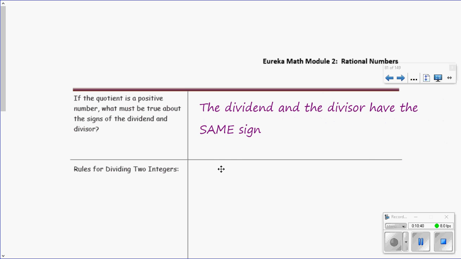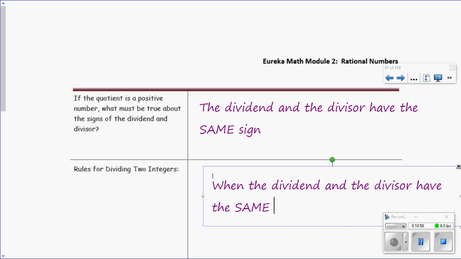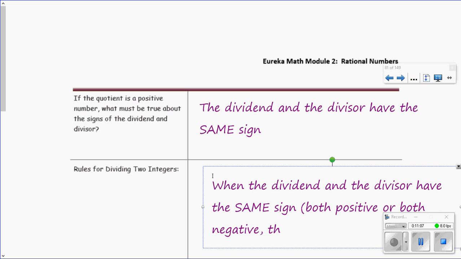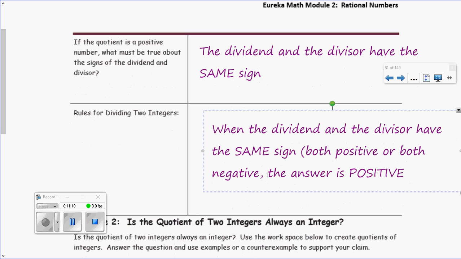Okay, so the rule for dividing two integers is pretty much the same as the rules for multiplying two integers. When the dividend and the divisor have the same, let's capitalize that, or underline it in your case, the same sign, both positive or both negative, the answer is positive. Okay, so I want you to draw attention to the same sign, positive.